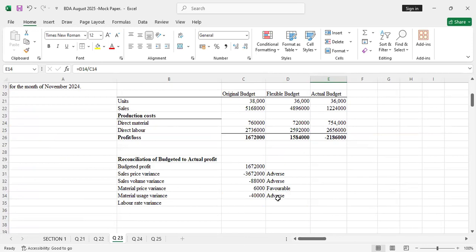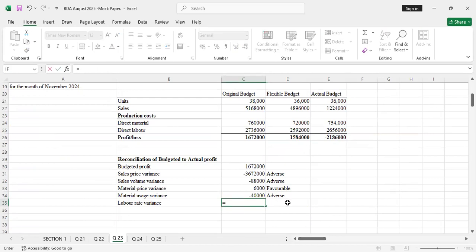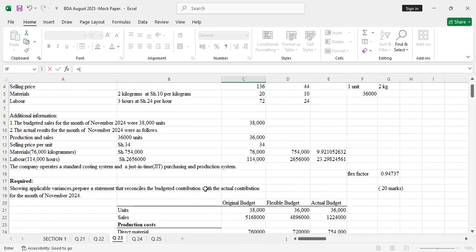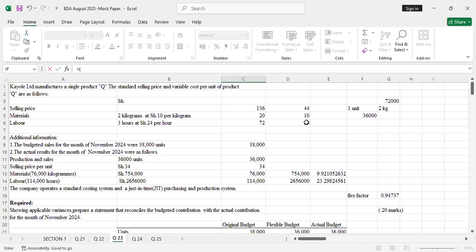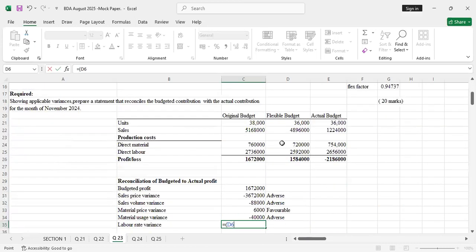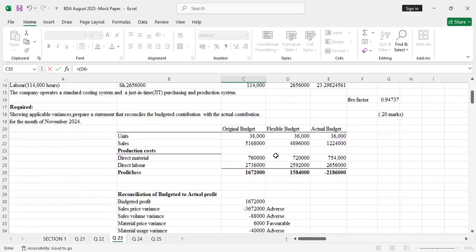So we go back and apply the formula for the labor rate variance. Come and say equals to bracket the standard rate, which means that rate per hour. The rate per hour we are given here, it was 24. That's the standard rate. Then you subtract. We budgeted for 24, but the actual was 26.